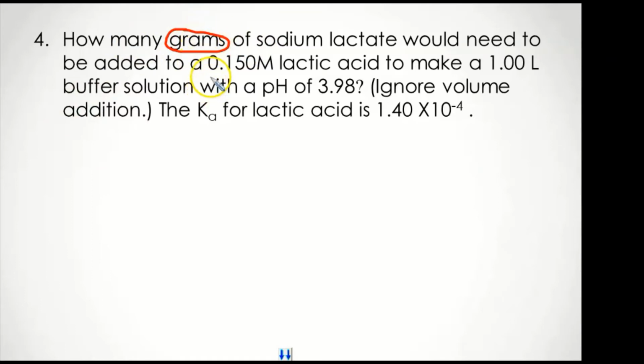So Henderson-Hasselbalch is not in grams, so I'm going to need to find moles before I can get to grams. So how many grams of sodium lactate would you need to be added to the 0.15 molar lactic acid to make 1 liter buffer solution with a pH of 3.98? So again, our formula was pH equals negative log of the Ka, this one is 70%, plus the log of the base over the acid. So I'm looking for sodium lactate, which is the base here.